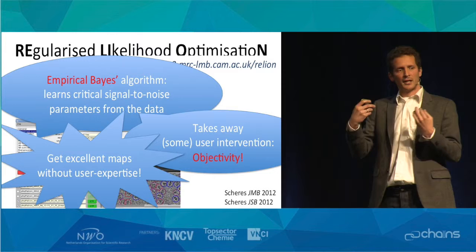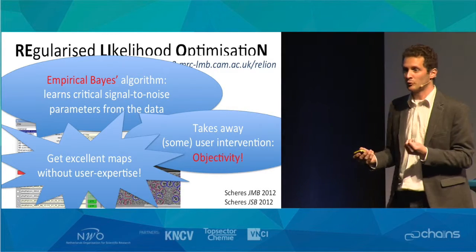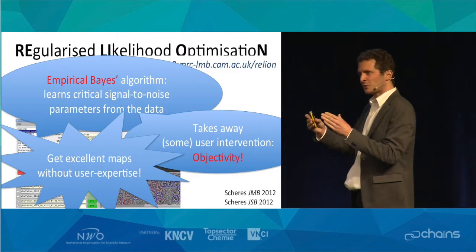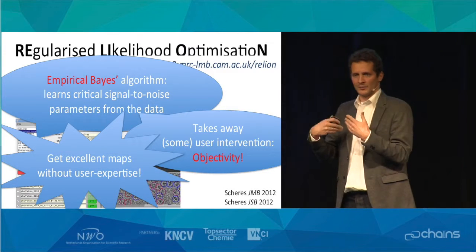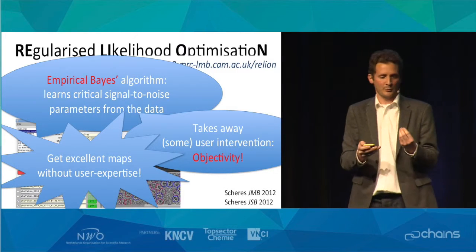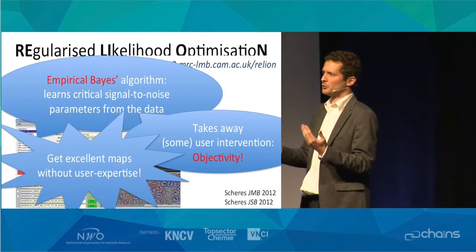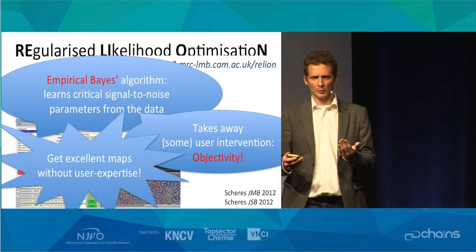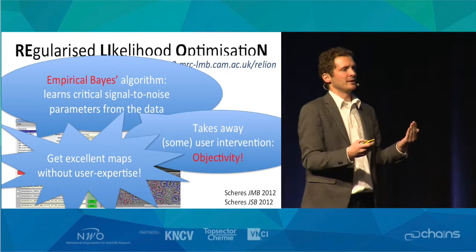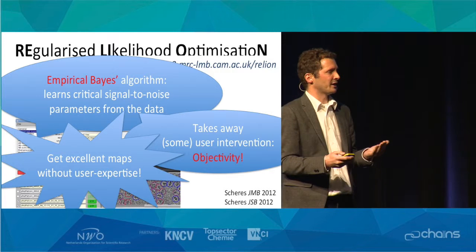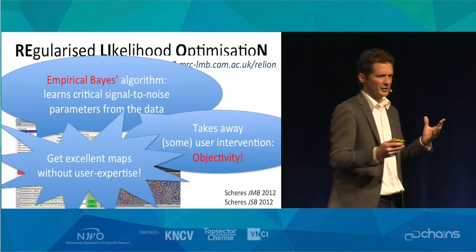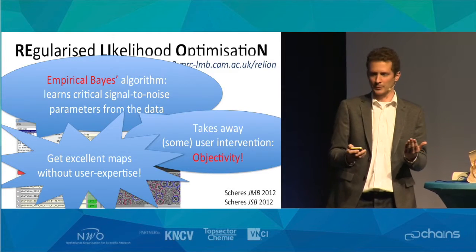It's based on a Bayesian inference statistical framework, and I will spare you the details before lunch. I'll only say that the important thing is that critical signal-to-noise parameters that are part of your data are being estimated from the data themselves, and you don't have to supervise this in any way. And that takes away part of the user expertise or user intervention that was perhaps necessary in more traditional approaches to this problem. And that ultimately results in objectivity. And it actually results then in very good reconstructions of the scattering potential of all the atoms in a structure without the people using the program actually having to be an expert.